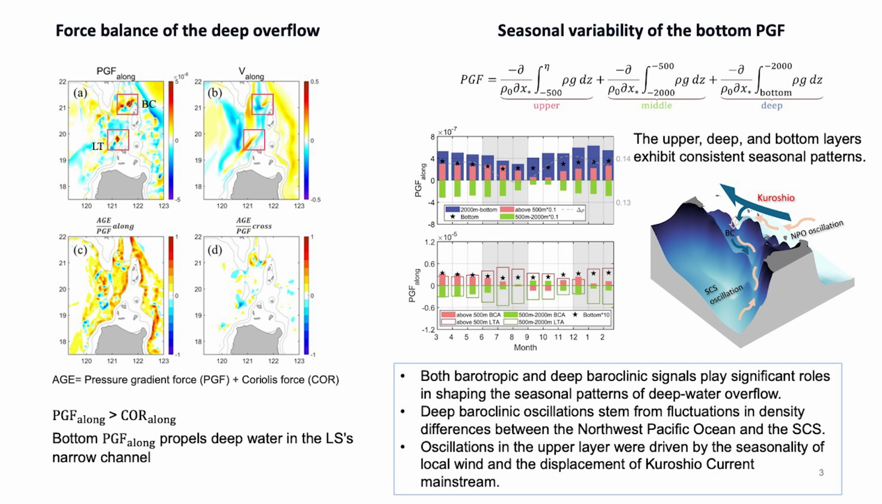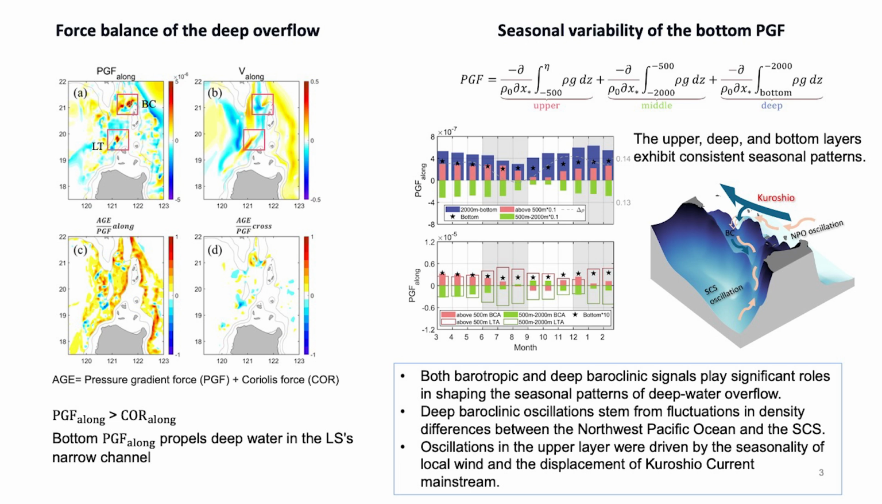In the along-isobath direction, the bottom layer pressure gradient force exhibits spatial consistency with deep overflow. Besides, the pressure gradient force is larger than the Coriolis force, indicating most of the pressure gradient force cannot be balanced by the Coriolis force. So, analyzing the mechanism of the pressure gradient force could lead us to understand the deep water overflow.